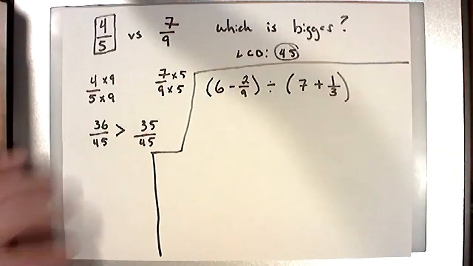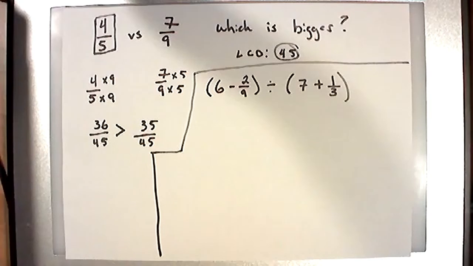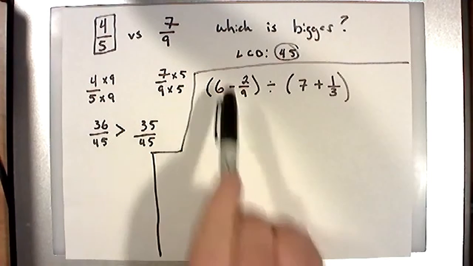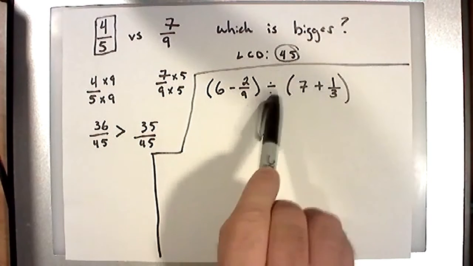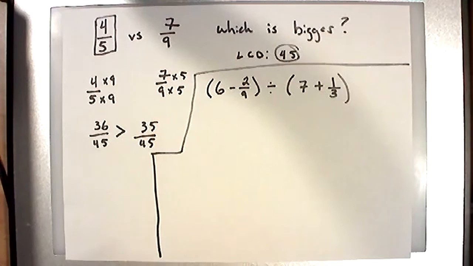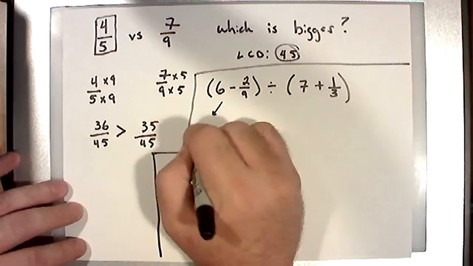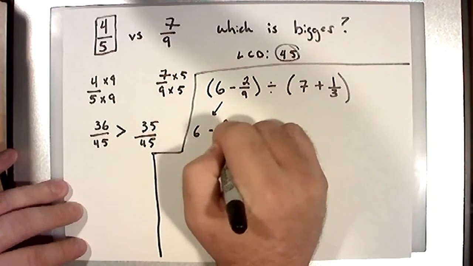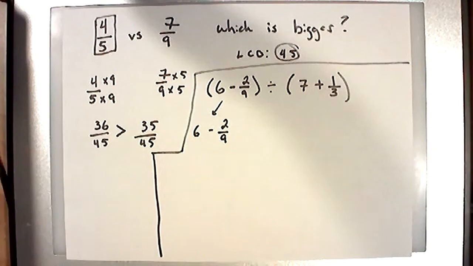So if you get a problem like that in the homework, which you will, there's a couple of these. 6 minus 2/9 divided by 7 plus 1/3. Hopefully you agree right off the bat we need to do what's in the parentheses first before we worry about the division. So we've really got 2 small little addition problems to do here. So we'll do this one over here. 6 minus 2/9. What would we do with that 6?